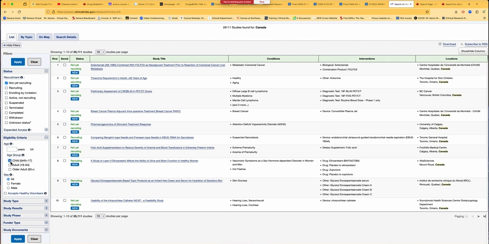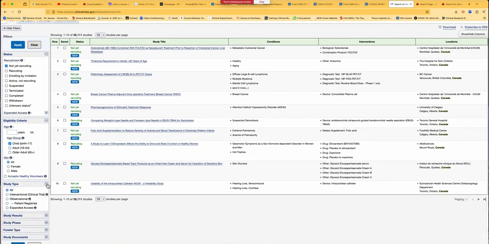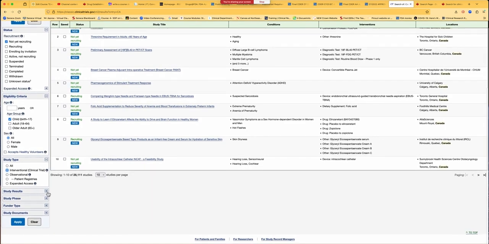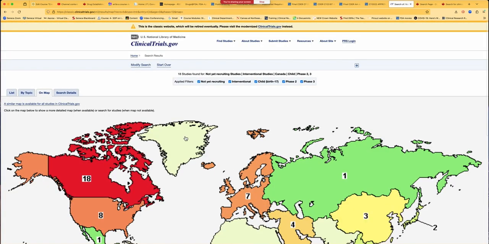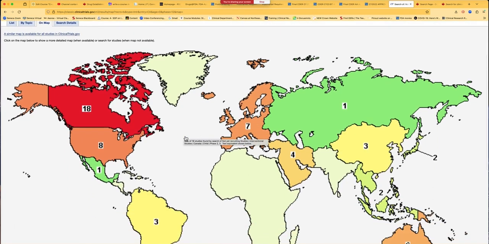Okay, I choose that. I'm making it more selective. Then I want to know how many studies in the world are interventional. Okay. Then how many have results? I don't want to know that. How many of them are in which phase? I want to choose phase 2 and 3, and then I apply. Now on the map, I can see only the studies that I chose. This is competitive intelligence, because I know now how many companies are testing their products in the pediatric population.